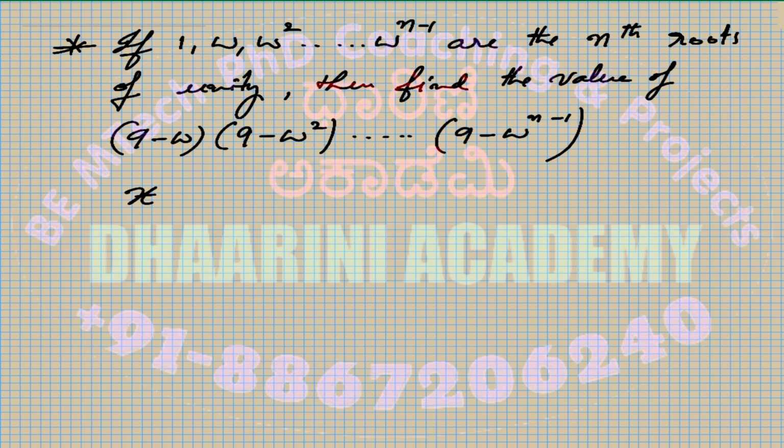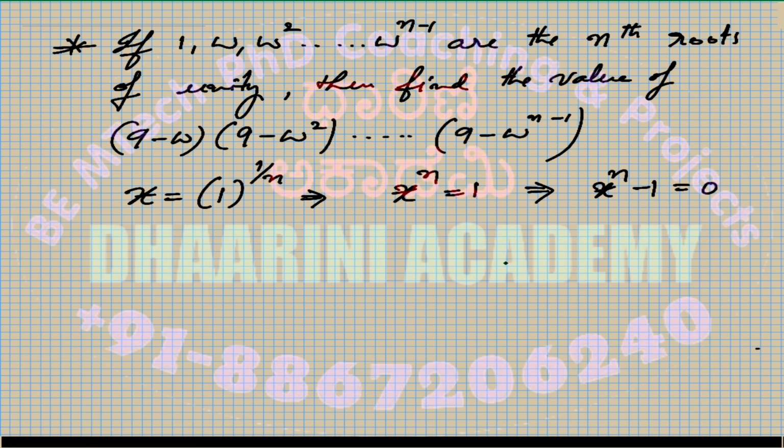Let's assume that x is equal to 1 to the power 1 by n. Alright, so this means that I can take n to the other side, that is x to the n becomes equal to 1, right? This also implies x to the n minus 1 equals 0. We already know something, right? We have used one of the standard equations that we have considered in the previous class.